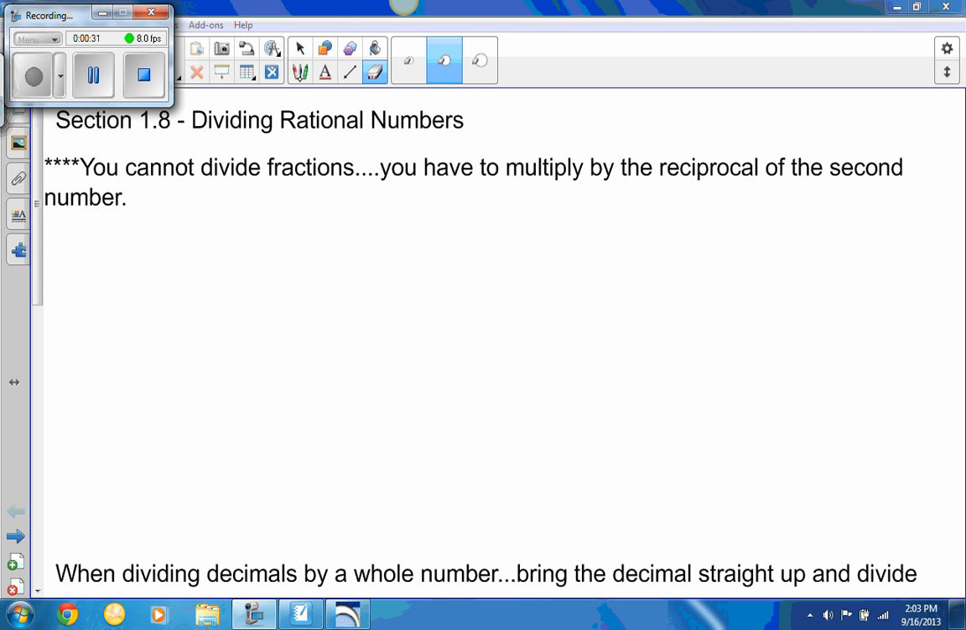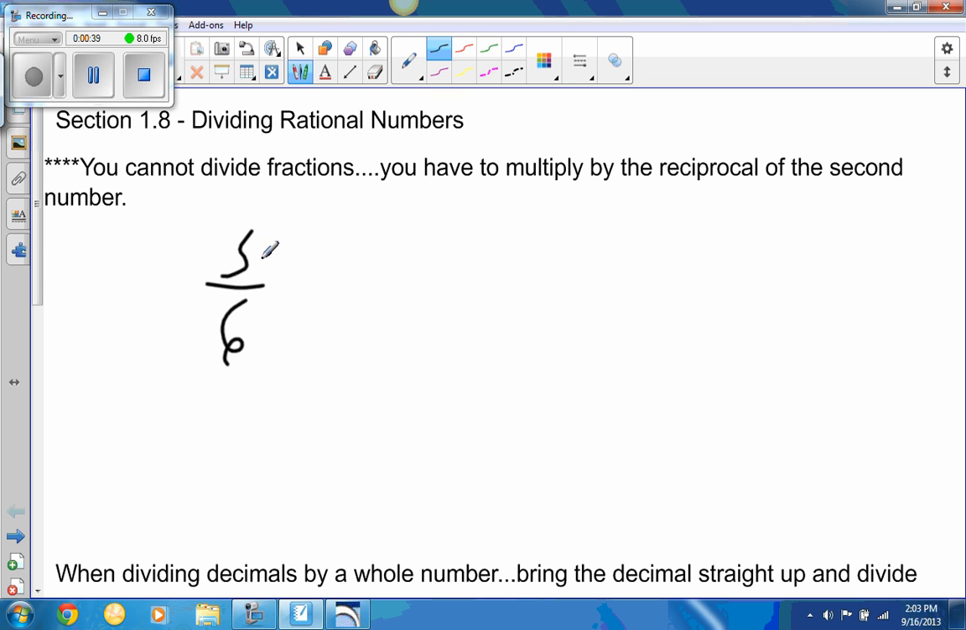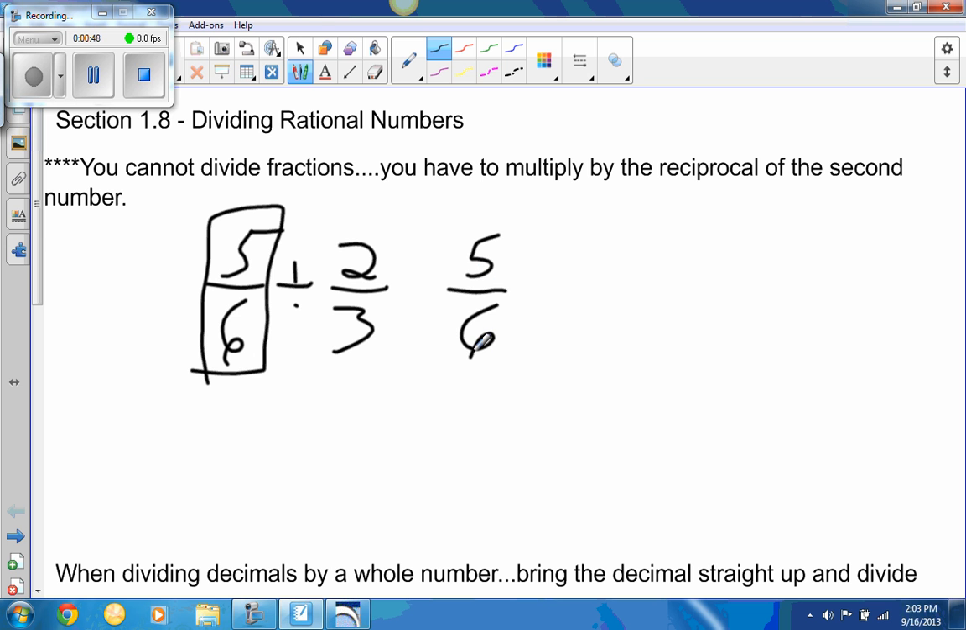So, for example, if I had 5/6 and I wanted to divide that by 2/3, you do not ever change this number. Okay, 5/6 is still 5/6. Change it to multiply, and you're going to flip this one, the second number. Flip it. The reciprocal means you flip top and bottom, so it becomes 3/2. So now I could reduce right here.